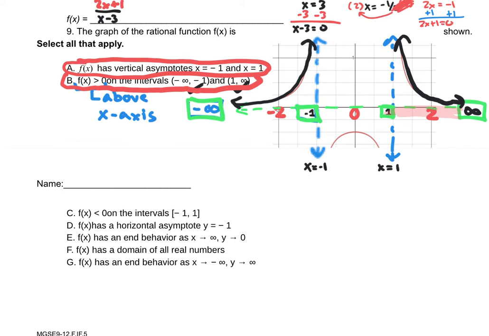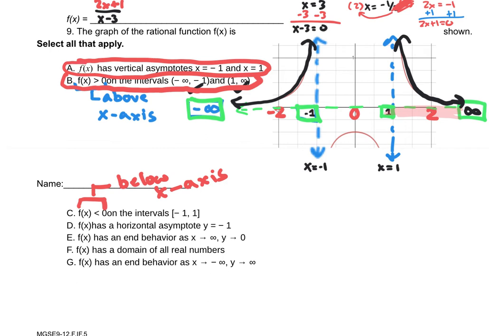Now, if greater than 0 right here meant above the x-axis, what do you think this means? Below the x-axis. So we can write that down. Y'all might want to stay on that page because I'll have this up here for you to look at. You can go back and mark it right or wrong.